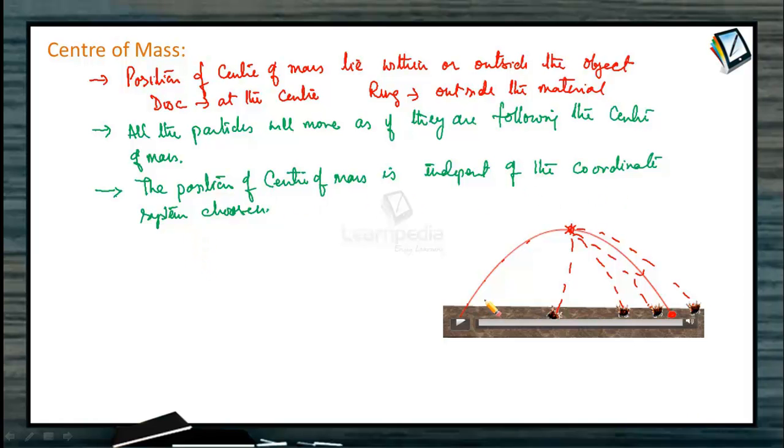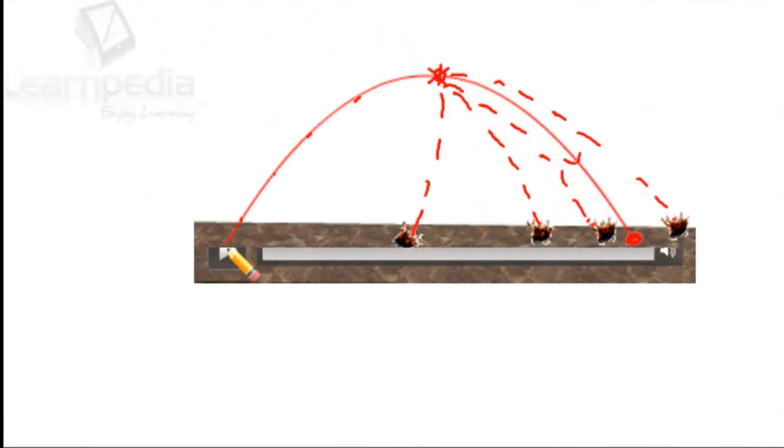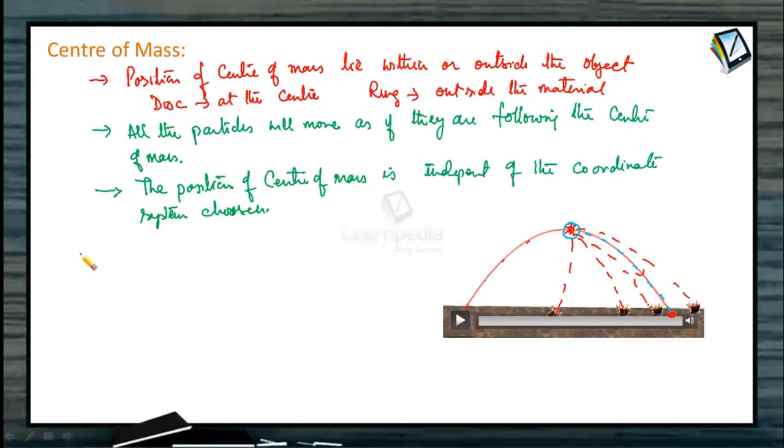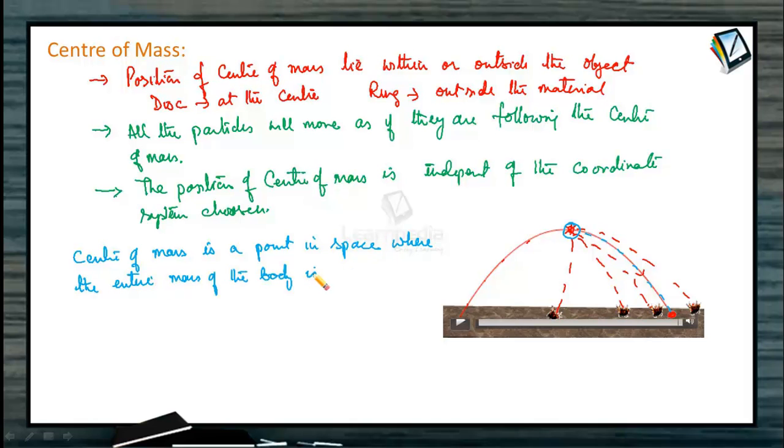In the two examples we have seen just now, one is the case of an Indian club where all the particles are moving about that point. Another is the case of a bomb where the particles have exploded and started moving in different directions, but the center of mass continued in the same direction, although there is no particle in that particular line. So this is a point in space. Finally, we can say the center of mass is a point in space where the entire mass of the body is supposed to be concentrated.